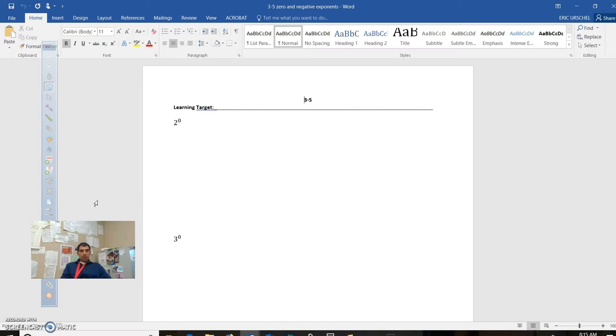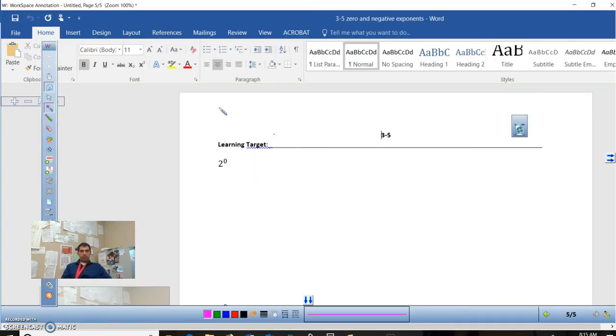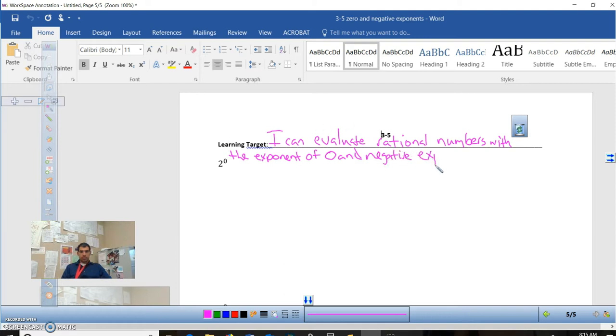So our learning target today is: I can evaluate rational numbers with the exponent of 0 and negative exponents, and demonstrate this on the mastery check.